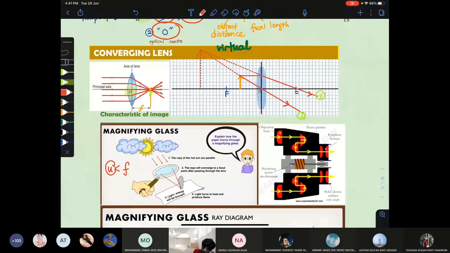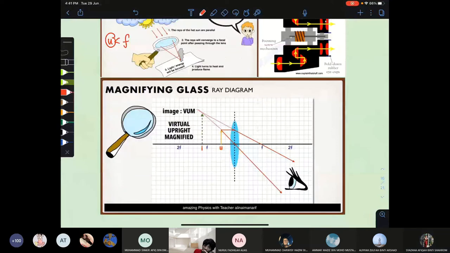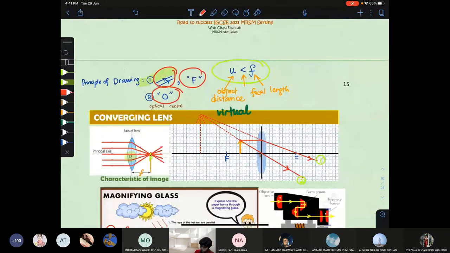Right, so next. The drawing is already there. Now, what is the characteristic of the image? Is it virtual? Yes, it's virtual. Is it upright? Yes, it's upright. Is it magnified? Yes. So, virtual, upright, magnified at U less than F. Boom. Okay. Next.